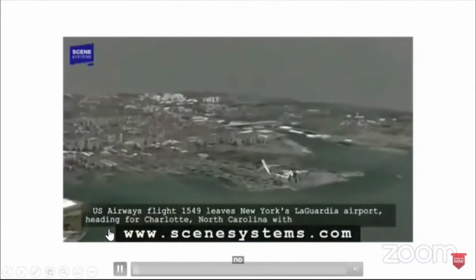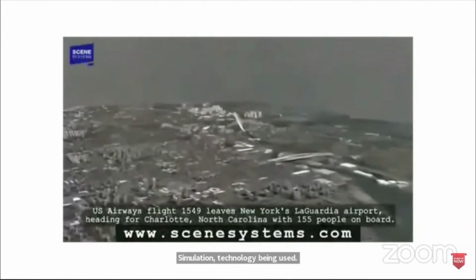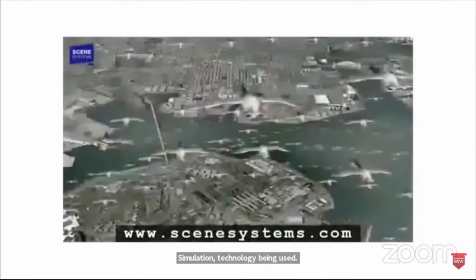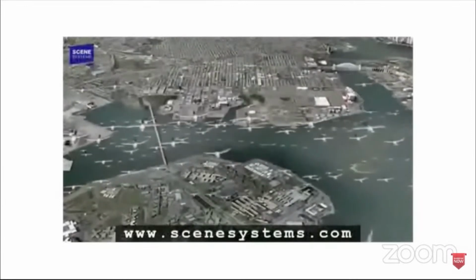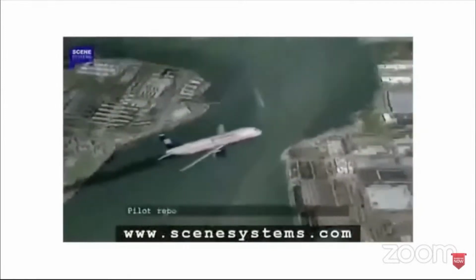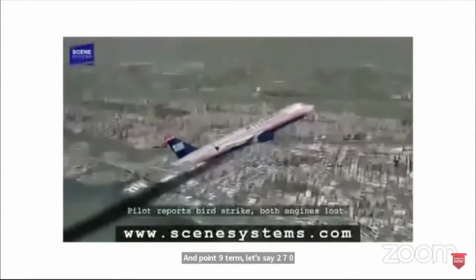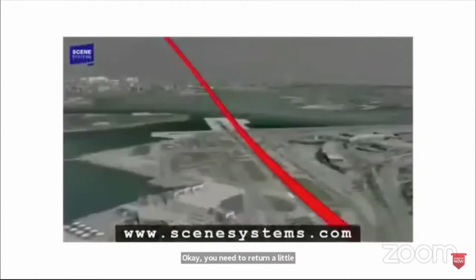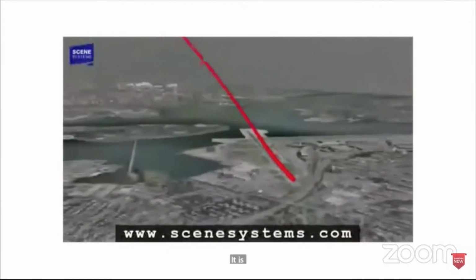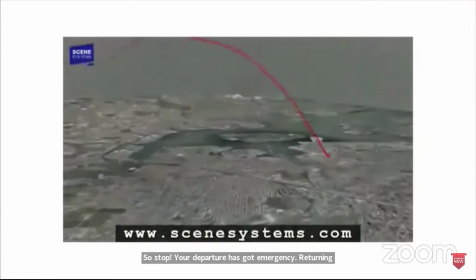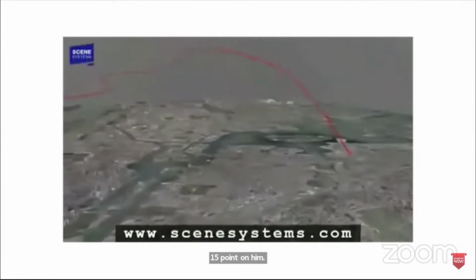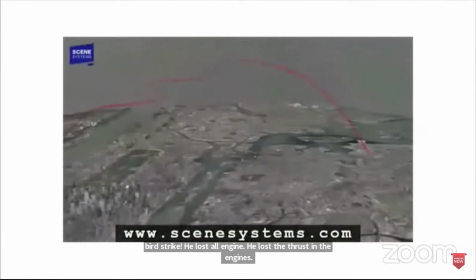The simulation technology. Take a look at this. Cactus 1549, maintain 15,000. Cactus 1539, hit birds. This flight was exposed to birds. You need to return. It was advised to go back. Cactus 1529, bird strike, he lost thrust in both engines, he's returning immediately. Which engines? He lost thrust in both engines. Got it. Cactus 1529, do you want to try to land?